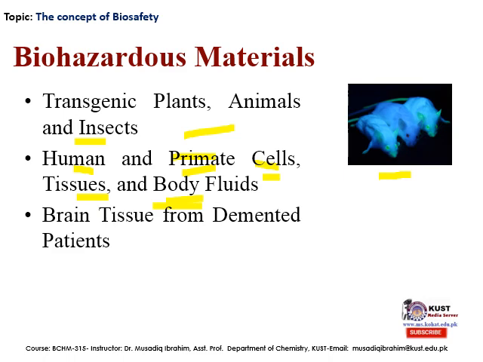Other biohazardous material includes brain tissues from demented patients. Demented patients means those patients who are mentally ill or who have a degenerated brain, as well as the viral vectors. They are also included in the biohazardous materials because viral vectors can carry as well as transmit a specific disease or infection.